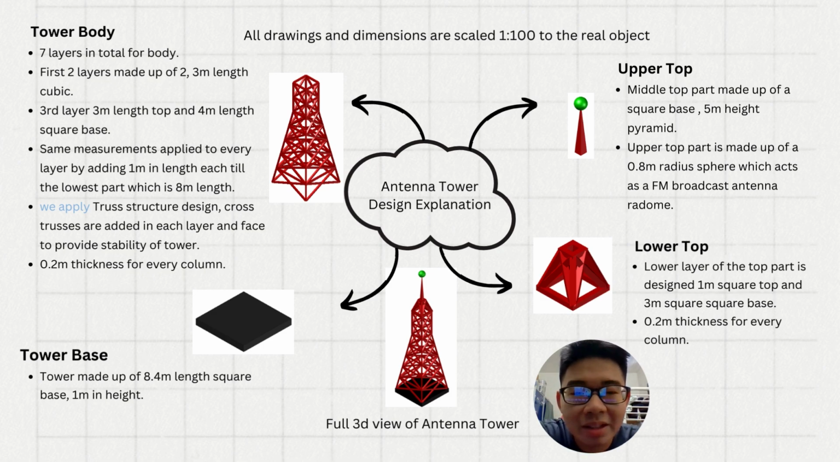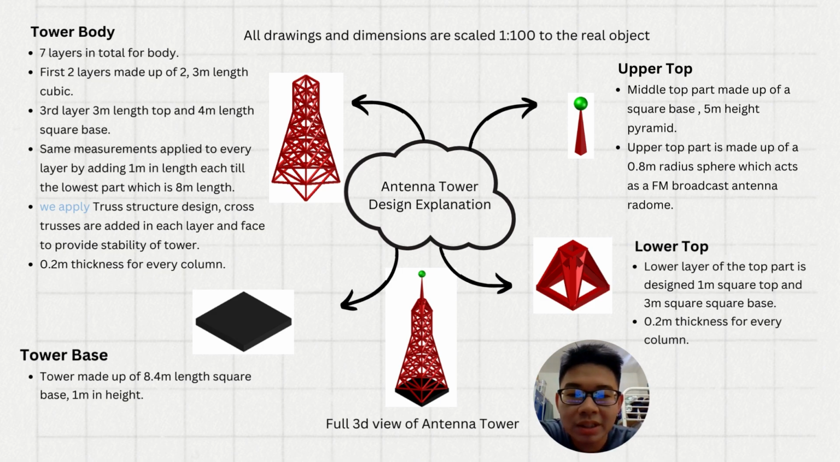This is our antenna design mind map. All drawings and dimensions are scaled to 1 to 100 of the real object. For the tower body, there are 7 layers in total. The first two layers are made up of two 3-meter length cubics, the third layer has a 3-meter length top and 4-meter length square base. The same measurements are applied to every layer by adding 1 meter in length each until the lowest part, which is 8 meters in length.